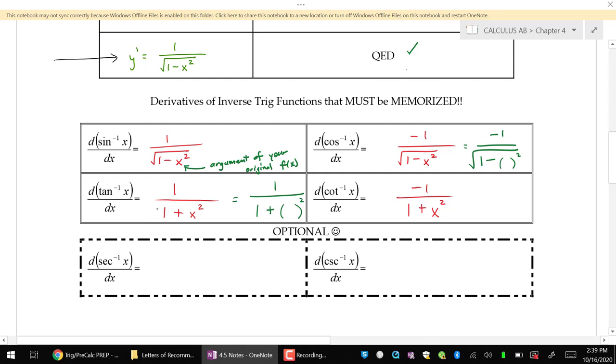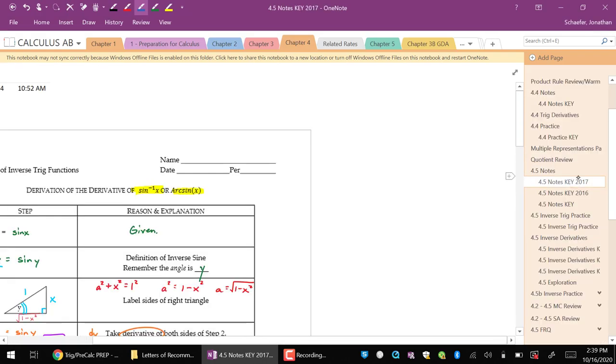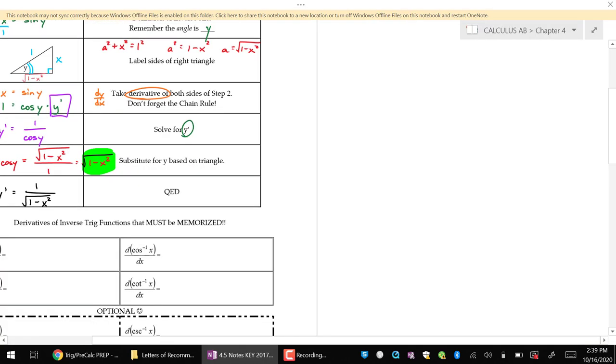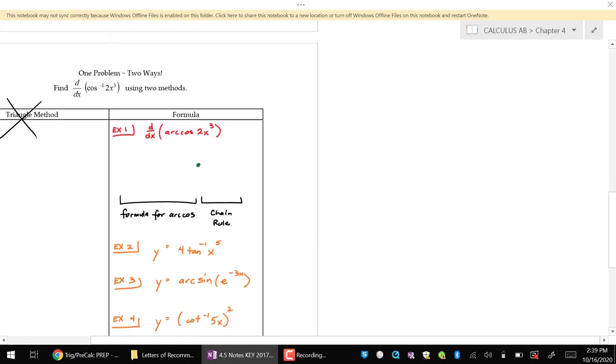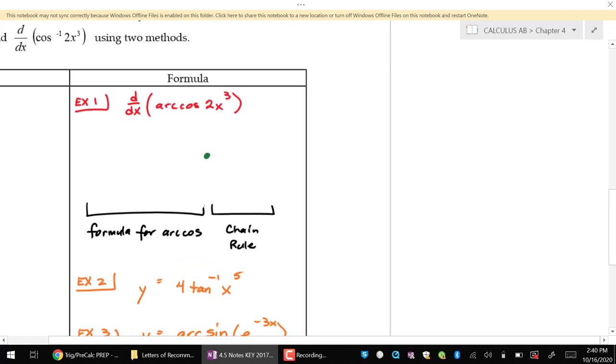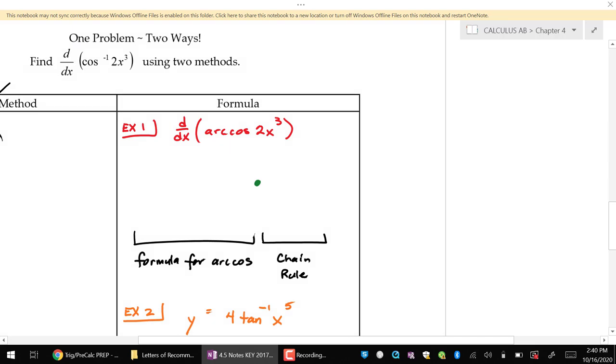And then we have inverse tangent and inverse cotangent. Inverse tangent looks a little bit different. There's no square root in the denominator. And instead of a minus, we have a plus. So 1 over 1 plus x squared, or argument squared. Inverse cotangent, again, those cofunctions are negative. Same thing, but with a negative. So what I would like to do in this video is a series of examples that kind of show how we can use those formulas to find the derivative of an inverse trig function.